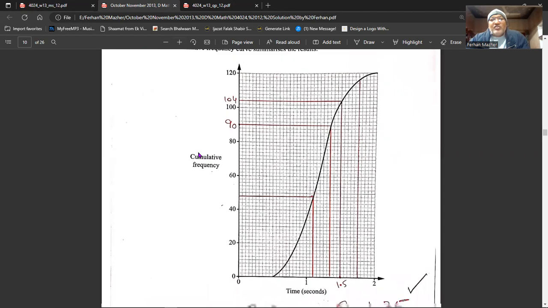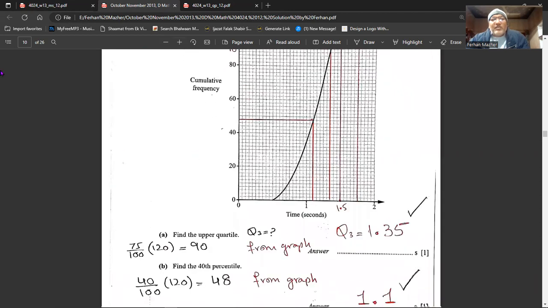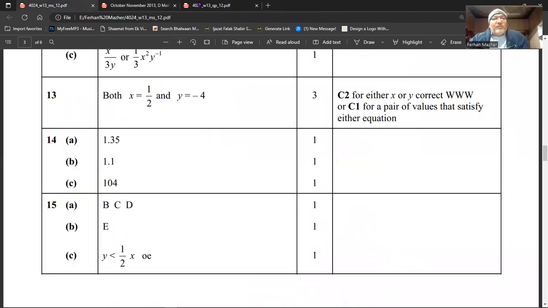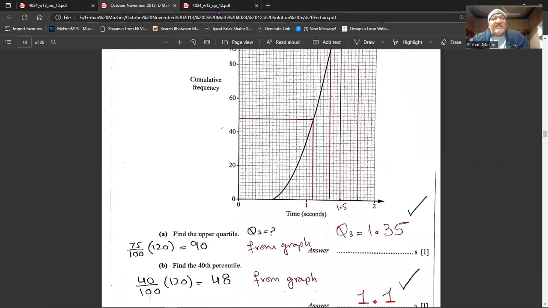So my answer for the upper quartile is 1.35. 1.35 is the right answer, sir.